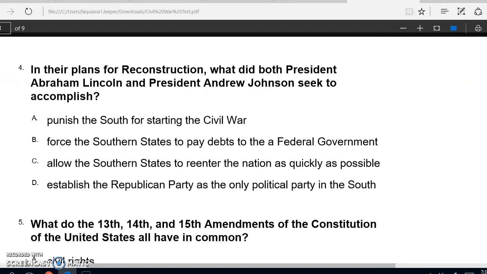Number 4. In their plans for Reconstruction, what did both President Abraham Lincoln and President Andrew Johnson seek to accomplish? A. Punish the South for starting the Civil War. B. Force the Southern states to pay debts to the federal government. C. Allow the Southern states to re-enter the nation as quickly as possible. D. Establish the Republican Party as the only political party in the South.